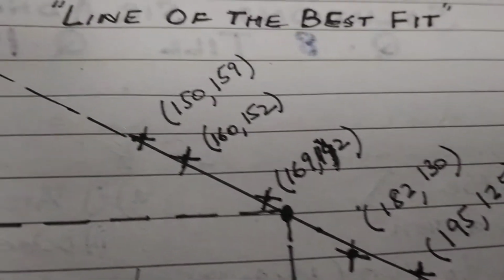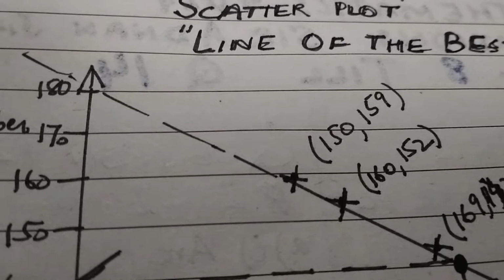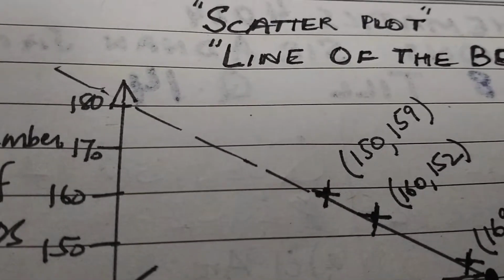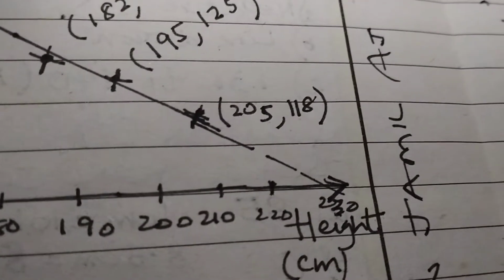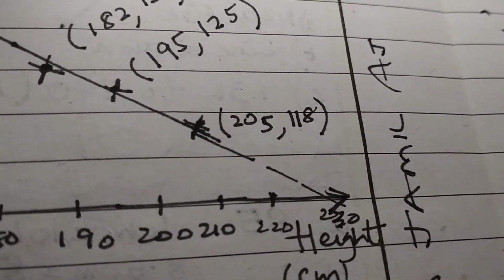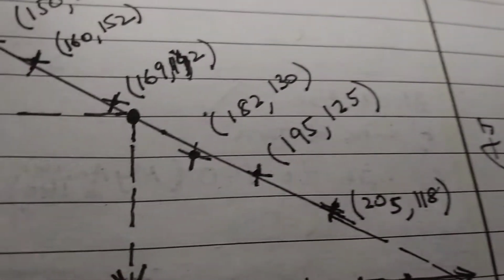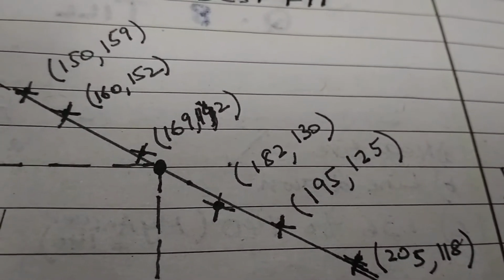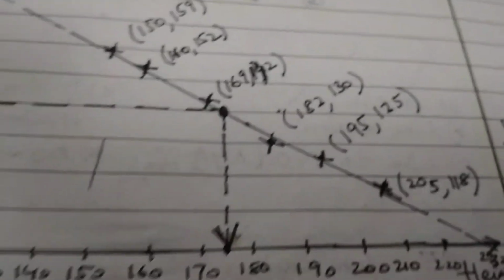And what I've done, I have shown by the shaded broken line and extending this line towards the y-axis, and it is cutting at nearly 180. And on the x-axis also I have extended the line towards the x-axis, and it is cutting at nearly 230. So these are the coordinates, the points which I have taken, and I have made a straight line through these scattered points.